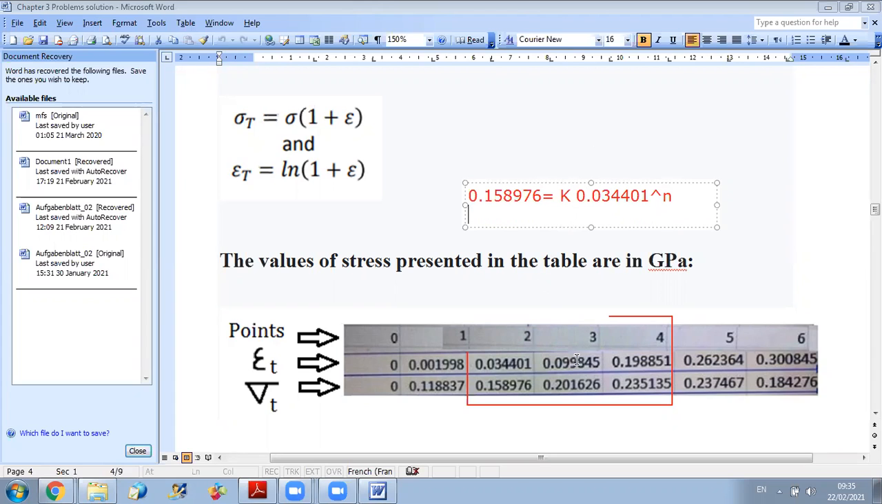Then we'll do the same for point 3. For point 3, sigma true is 0.201626, equals k times epsilon true to the power n, where epsilon true is 0.099845 to the power n. Now, first to find n, what can I do?